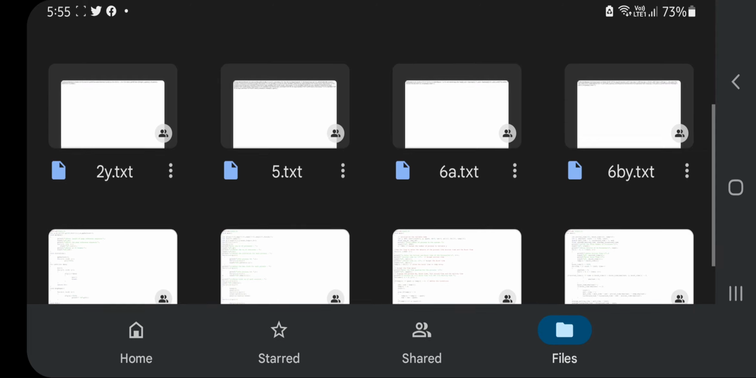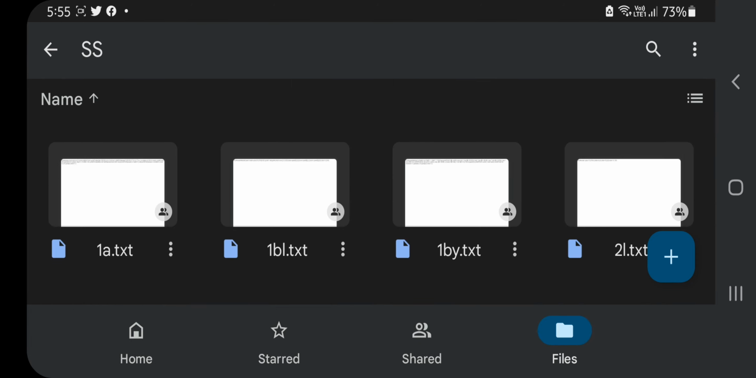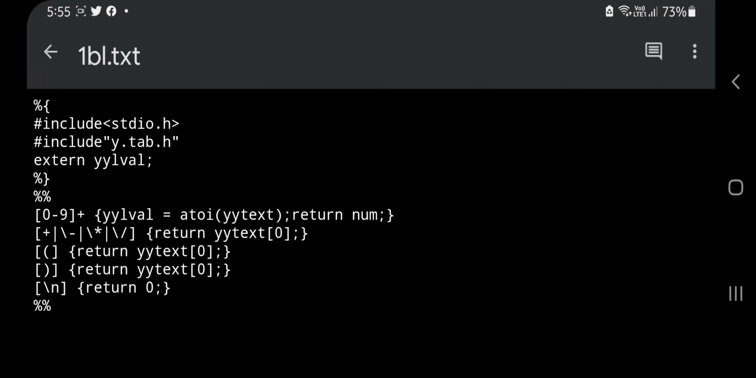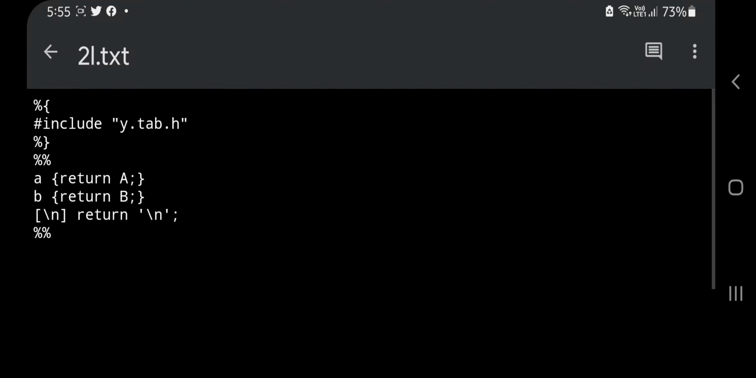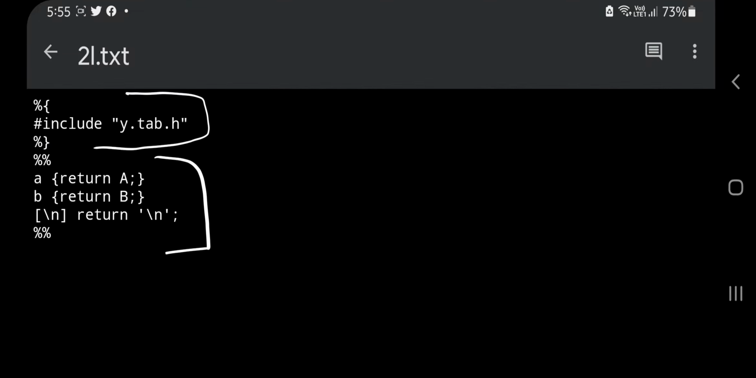In part 2 programs we have 1b.l. Let's see what is in 1b.l. As I told you, there are two sections here: the declaration section and the rule section. In 2.l also, it is the same thing. Here is the declaration section, here is the rule section, right?